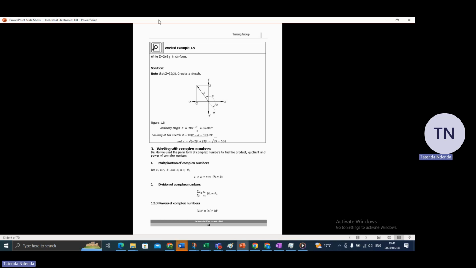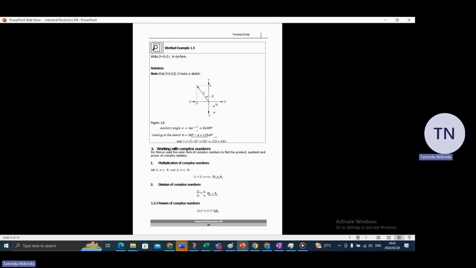So here on the question, you can see that Z is equal to -2 plus 3j. So -2 is this side. Remember on the Cartesian plane, I said that positive is on the left along the x-axis. So now we're saying on the x-axis going to the left, you're going to have -2. Then on the y-axis, you're going to have 3.